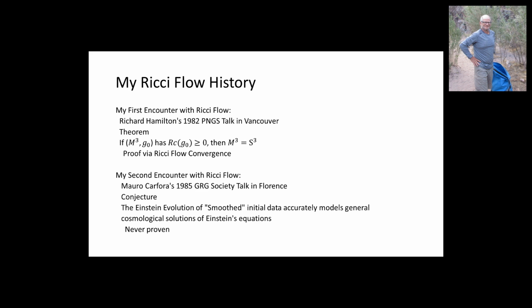And at that conference, Hamilton presented a conjecture. So the conjecture was that if you look at the evolution according to Einstein's equations of initial data, in this case consisting of a Riemannian metric and a symmetric tensor, then if you smooth this initial data, this might accurately model the general set of cosmological solutions of Einstein's equations. And this smoothing would be carried out using Ricci Flow. So this was never proven, but I found it very interesting.